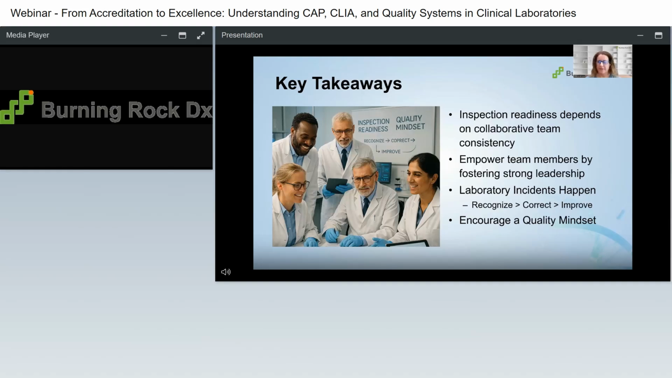Recognize that laboratory incidents will happen. Like even in the best of labs, there are going to be things that go wrong. There's going to be equipment malfunctions. There's going to be mistakes. Recognize that those will happen. Correct them. So come up with a plan of action and use that to improve your system. And do your best to encourage a quality mindset for your people.